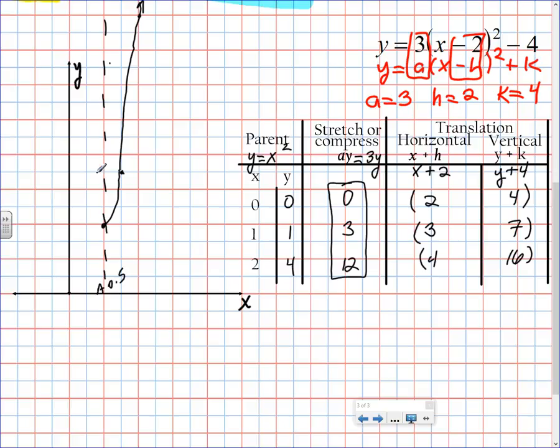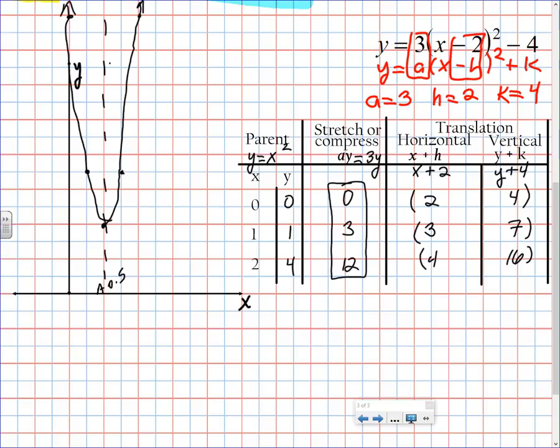Now the distance between this line and this point is 1. Go 1 in the opposite direction. The distance between the axis of symmetry and that point is 2. 1, 2. Go in the opposite direction. Connect 1 and 2 together and connect 2 and 3. And that is your graph.